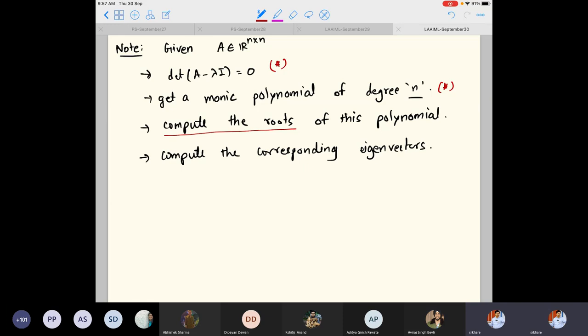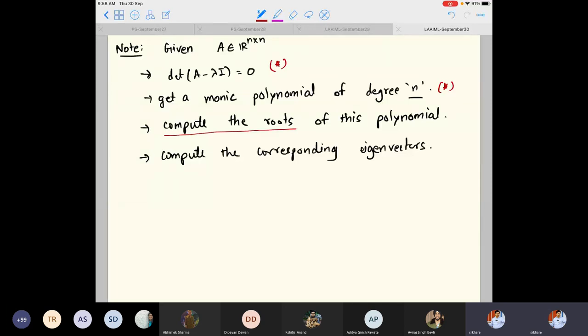Sometime I'll tell a very interesting story about who proved this and how these things actually turn out. But beyond degree 5, there is no formula involving radicals. Like for quadratic, you have minus b plus minus root b square minus 4ac by 2a. For cubic also you can have a formula, but beyond that you do not have a formula to compute roots, right? So computing roots using formula is out of the question.